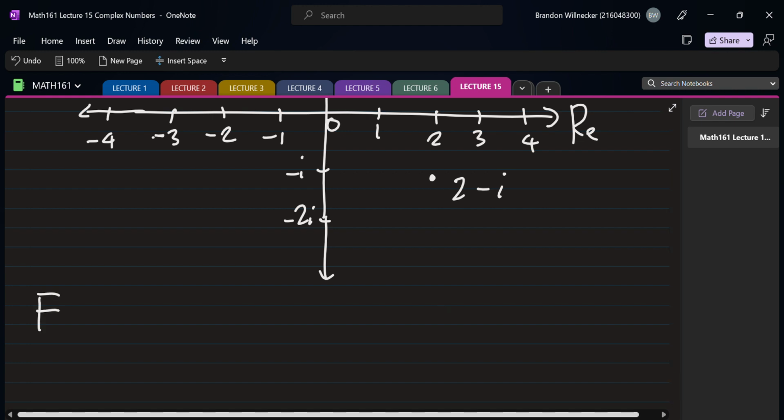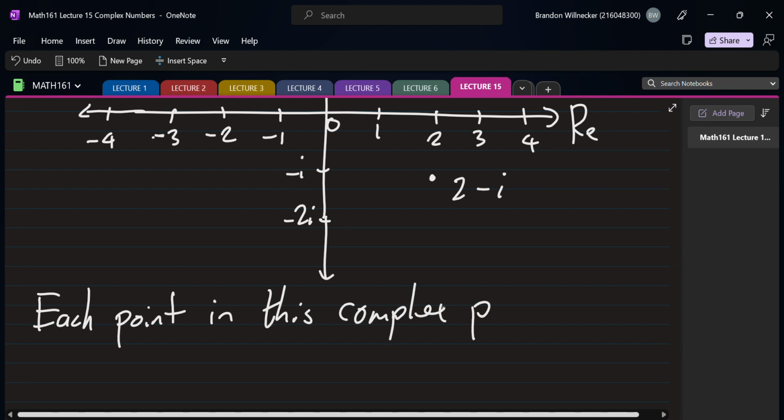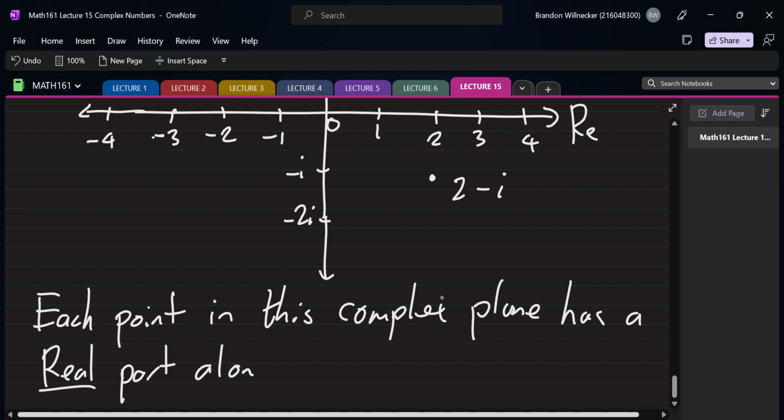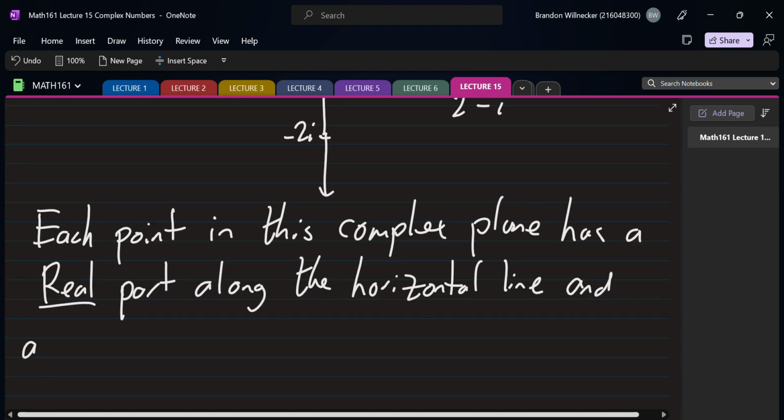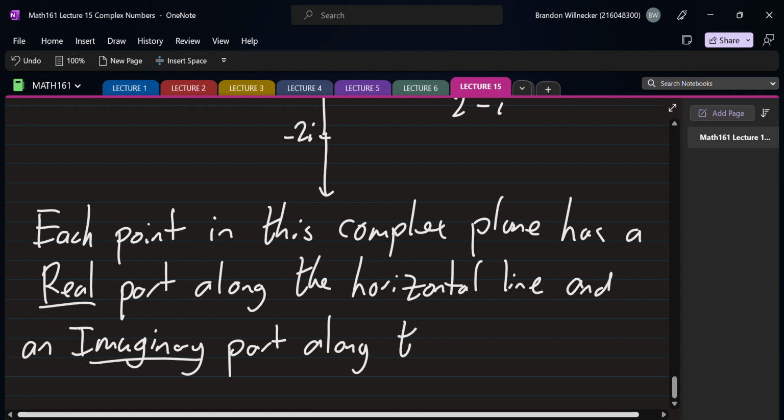Just to summarize this, each point in this complex plane has a real part along the horizontal line, the real axis, and an imaginary part along the vertical line.